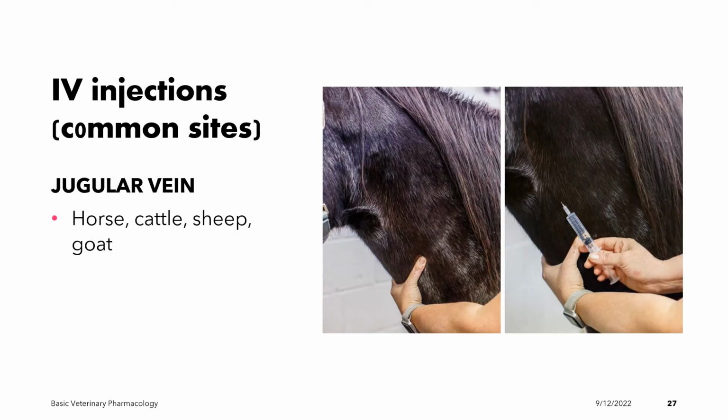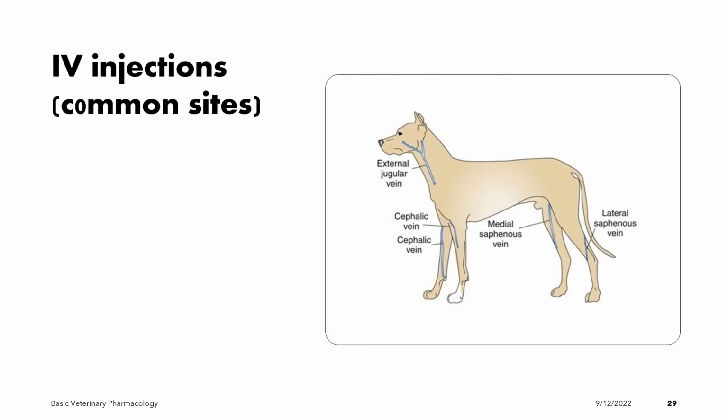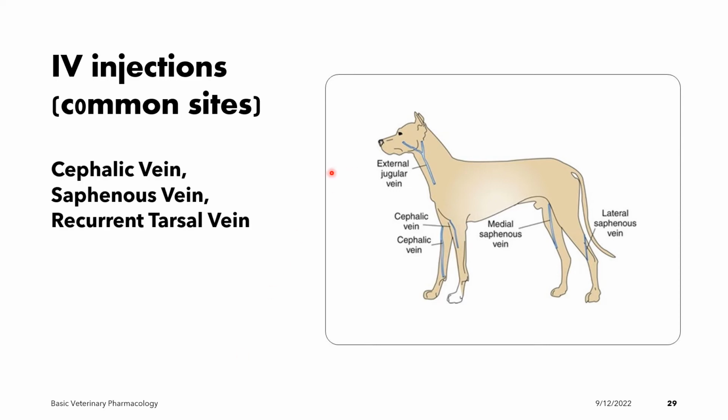For the case of horses, cattle, sheep and goats, the common site for the IV injection is the jugular vein. This diagram shows the IV injection site in cattle, which is the jugular groove. For dogs and cats, the most frequently used sites for IV injections in the dog are the cephalic and the lateral saphenous veins. Cats are most often given IV injections in the cephalic, medial saphenous, and the femoral veins.